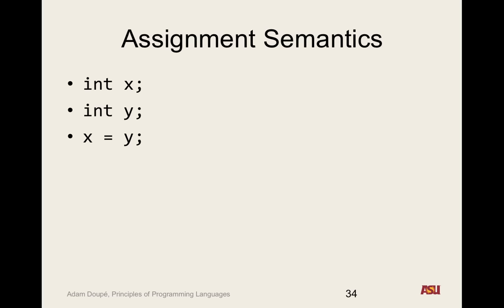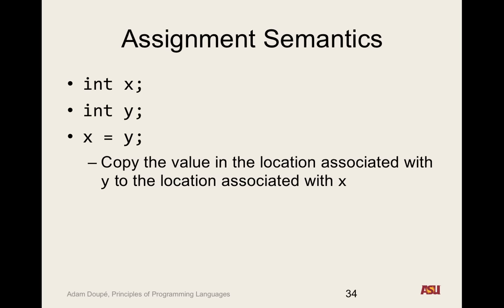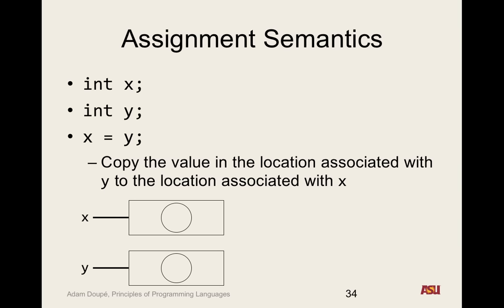Yes, so stated in a similar way to what we've been using before: copy the value in the location associated with y to the location associated with x, right? So before we were copying the value 5 to the location associated with x, but here we're copying the value in the location associated with y to the location associated with x. So if we describe it like this, we have our x circle.